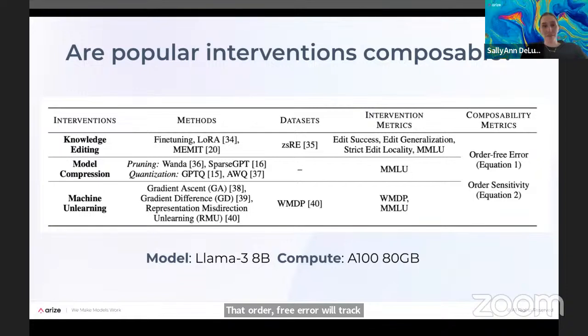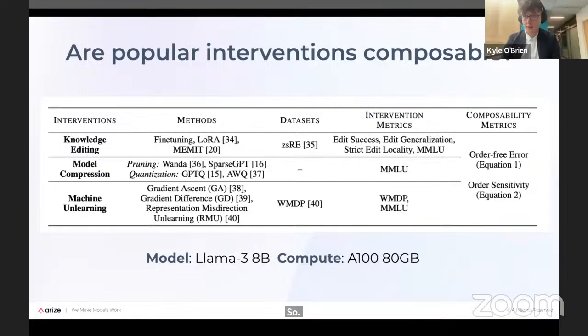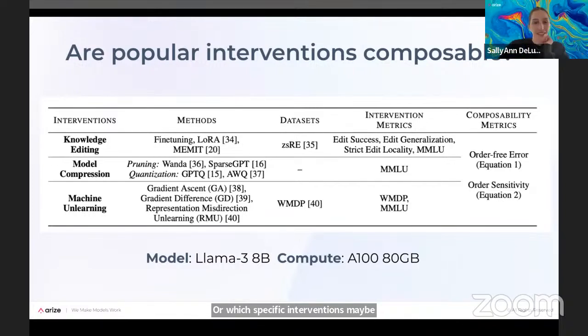Makes a lot of sense. It's just some fairly simple formulas. They're a useful way to think about how performance along different axes changes when you begin composing multiple interventions together. And that can help you choose which order of interventions to apply or which specific interventions maybe you shouldn't apply. Makes a lot of sense. Thanks. Certainly.